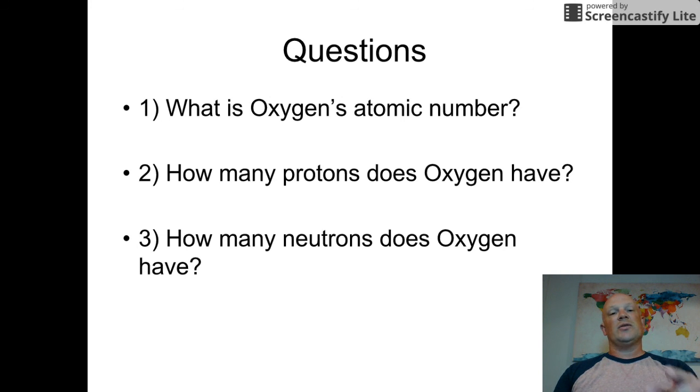Here's 3 more questions for you. On your periodic table that you have there on your desk, look at oxygen, find where it is, and answer these questions. What is oxygen's atomic number? How many protons does oxygen have? And how many neutrons does oxygen have? If you have questions or you're not sure, make sure you're asking at this time.